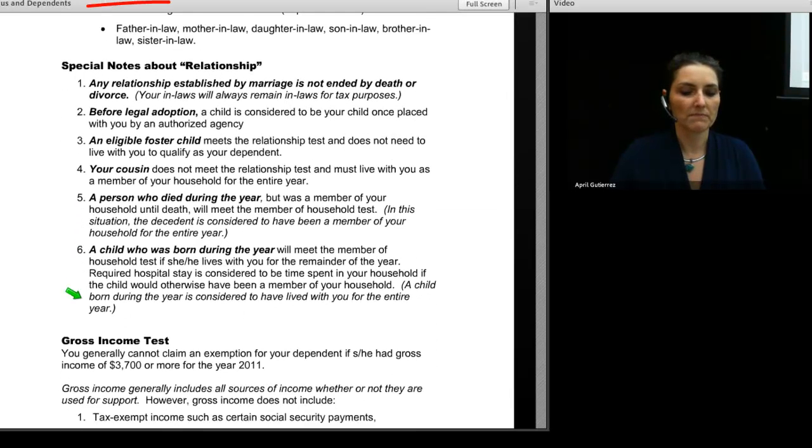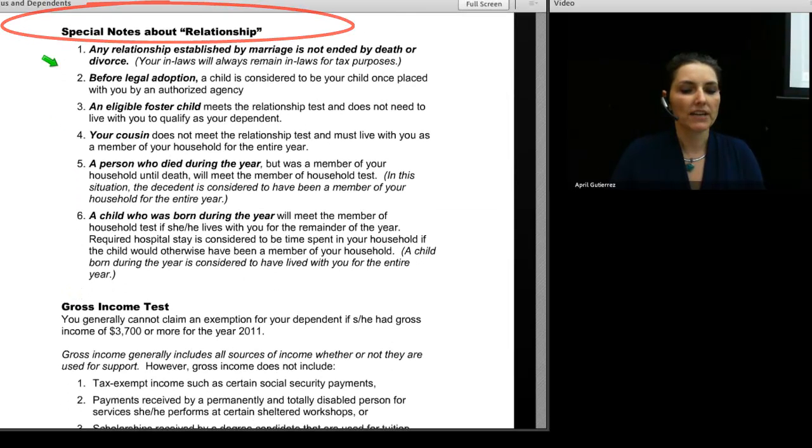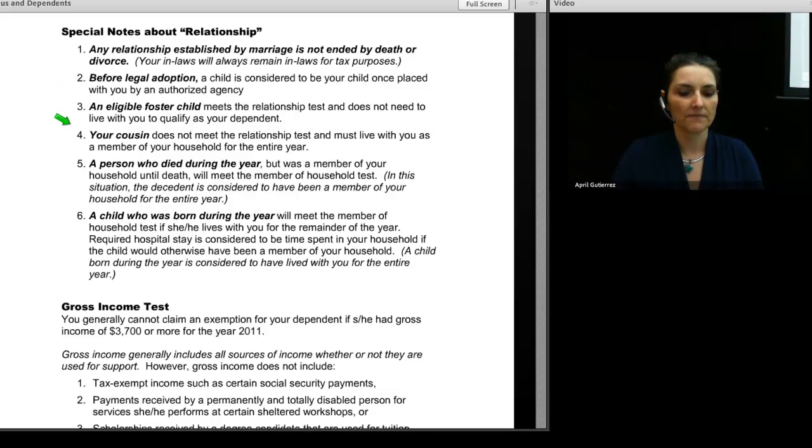Some special notes about relationship. Any relationship established by marriage is not ended by death or divorce. Your in-laws will remain your in-laws for tax purposes. Before legal adoption, a child is considered to be your child once placed with you by an authorized agency. An eligible foster child meets the relationship test and does not need to live with you to qualify as your dependent. Your cousin does not meet the relationship test and must live with you as a member of your household for the entire year.